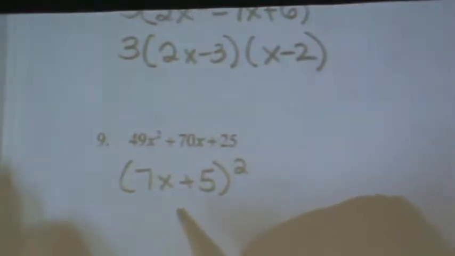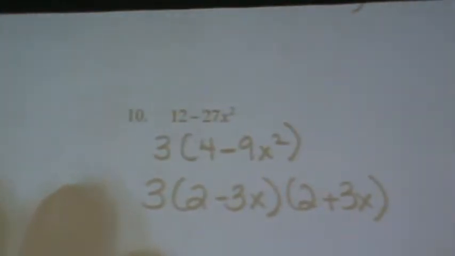This next one, I look at this and say, wow, that's a perfect square and that's a perfect square. And this one factors to be 7x plus 5 quantity squared. And number 10, these should be easy. Take a 3 out, and you're left with 4 minus 9x squared. And then you say, wow, this is the difference of 2 perfect squares. And then 2 plus 3x. Okay? You just gotta know how to factor. This is all review. This is just review.